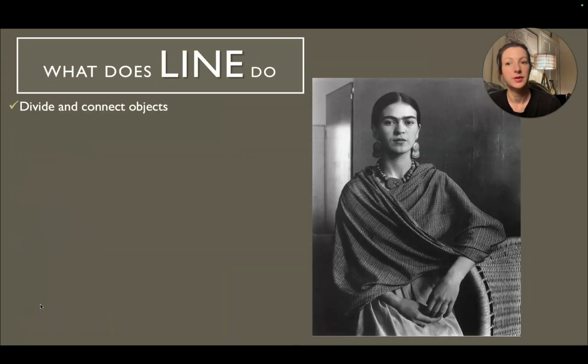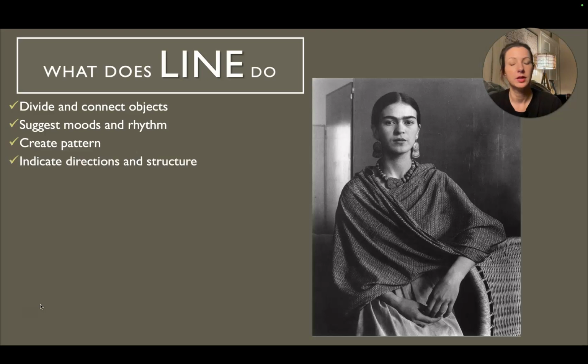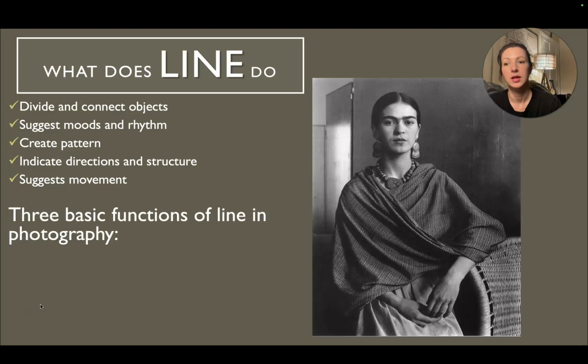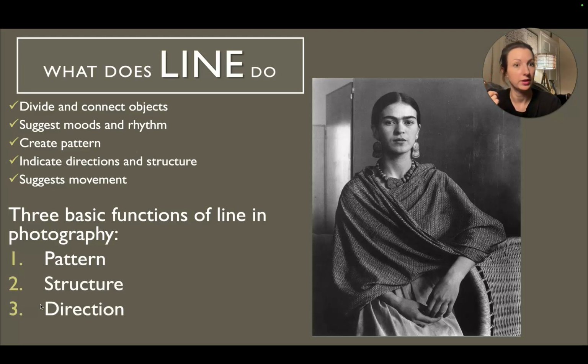So line divides and connects objects, suggests moods and rhythm. It can create pattern. It indicates direction and structure in your compositions. It can suggest movement. And the 3 basic functions of line are pattern, structure, and direction.